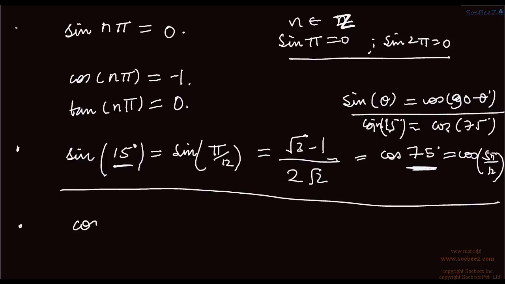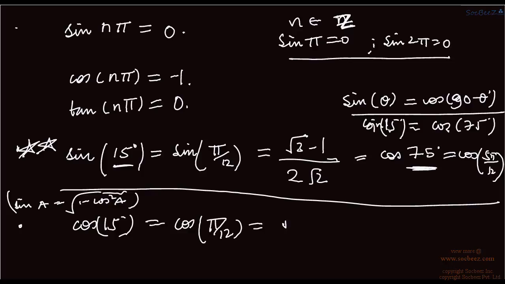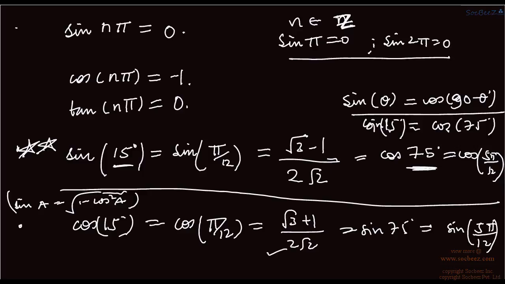Then we have next cos of 15. You can calculate it using cos A equals root of 1 minus sin square A. But I'm just going to write it, because if you know this one, this is important. If you know this one, then you can calculate cos of 15, tan of 15, all these. This is also equal to cos of pi by 12, which is root 3 plus 1 by 2 root 2. Sin square A plus cos square A is also 1, so you can remember with this also. And this will be equal to sin 75 degrees or sine of 5 pi by 12. And tan of 15 degree will be this thing divided by this thing.